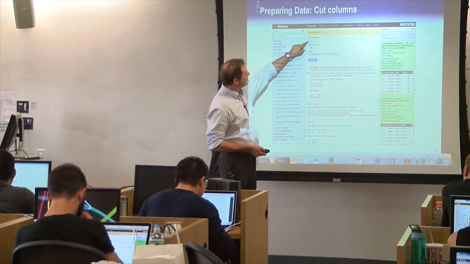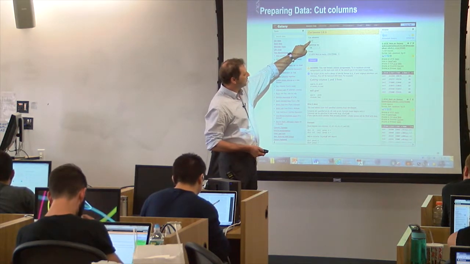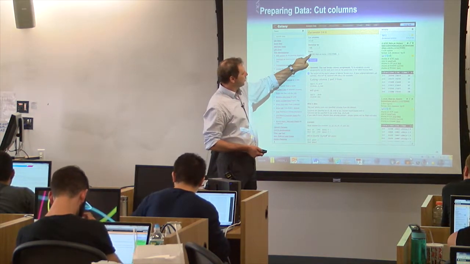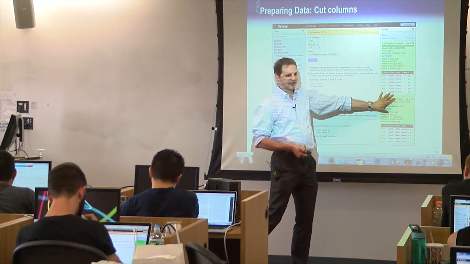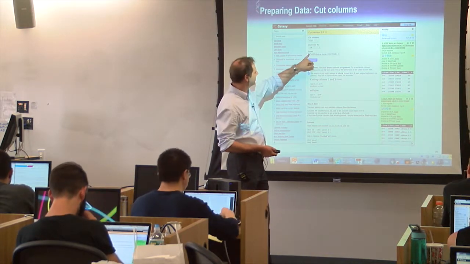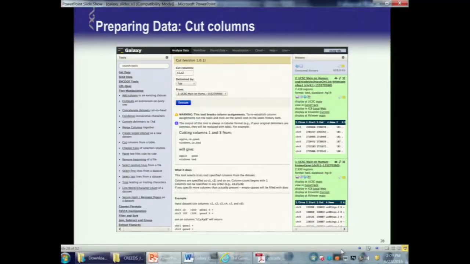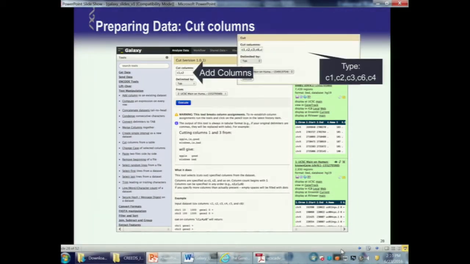It's basically saying, okay, which columns do you want? Which of the items in your history panel on the right are we going to be operating on? So we're saying we're going to choose item number 2. So we choose the columns that we want to cut. So we're actually going to be, sorry, operating on the genes, dataset number 1. Here it's columns 1, 2, 3, 6, and column 4.